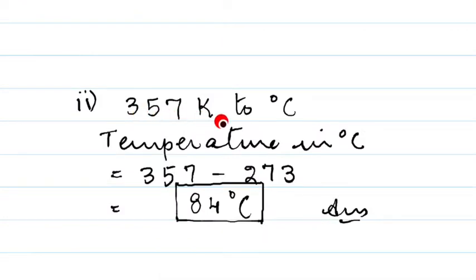For 357 Kelvin into degree C, remember from degree C if we have to convert to Kelvin, you have to add 273. So for temperature in degree C, we will subtract 273. So that gives us 84 degrees C, and that is our answer. So we finished with question number 5.